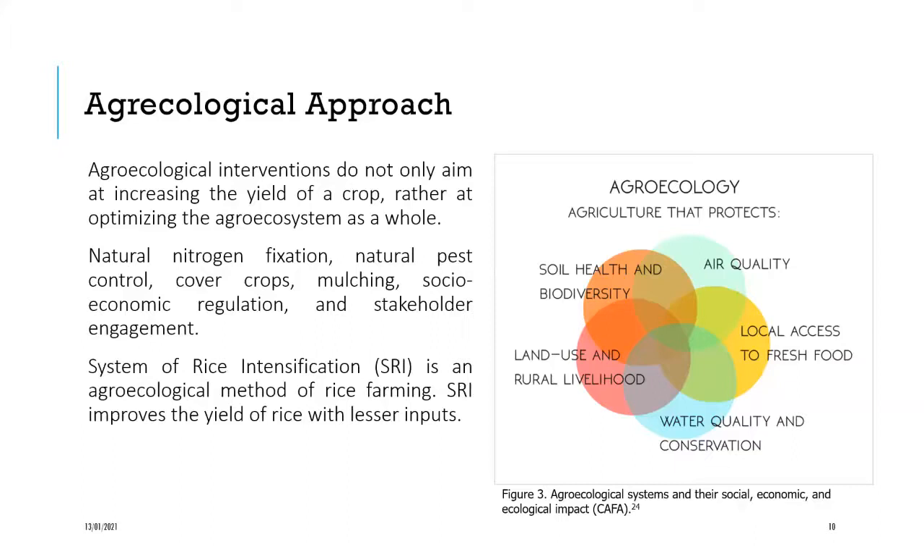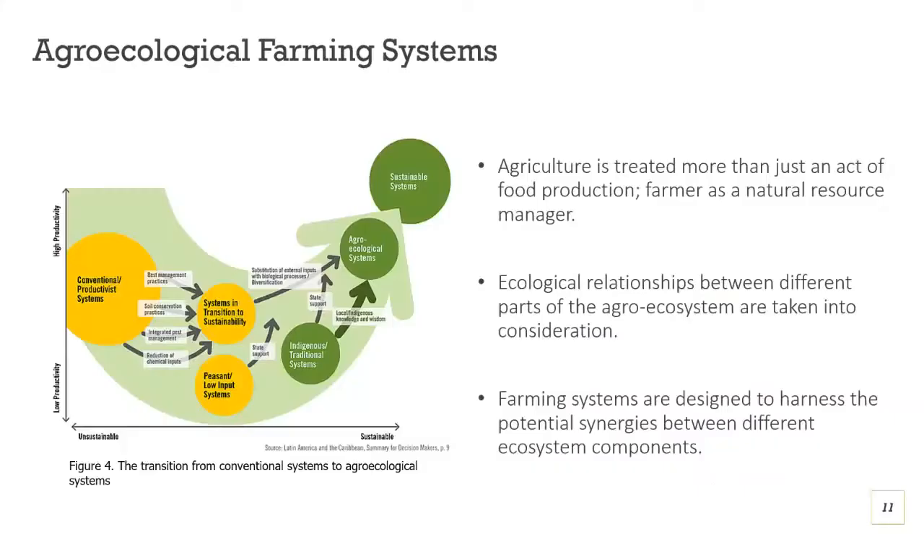At the beginning of the lecture, when I was discussing the outline, I mentioned the system of rice intensification. It is one of the agroecological approaches that we implemented in our studies. It's a set of practices that aim to make rice farming more sustainable and more resilient to different biotic and abiotic stresses. We'll talk about this in detail later. So how can conventional farming systems be transitioned to sustainable agroecological farming systems?